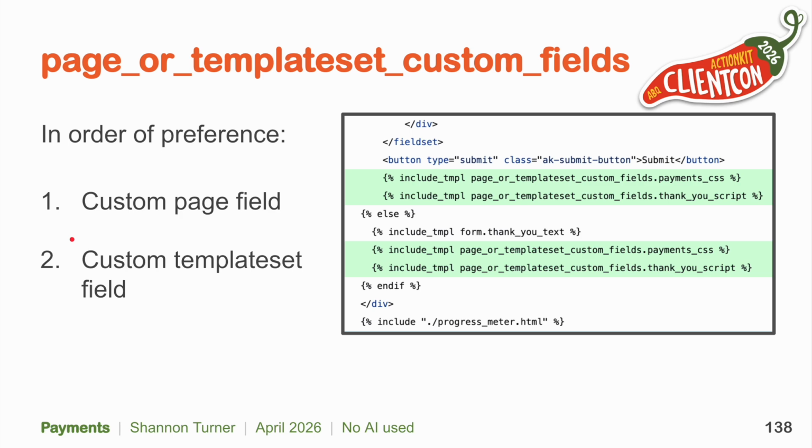That makes sense because a custom page field is way more specific than a custom template set field, which could apply to lots of pages. So this structure lets you make changes that will apply to every page that uses a template set, or get really specific and make changes that will only apply to a single page. And I think this kind of setup is really amazing when you're doing testing.